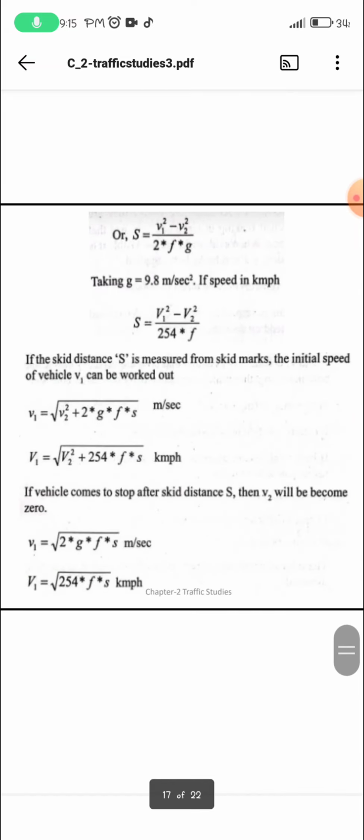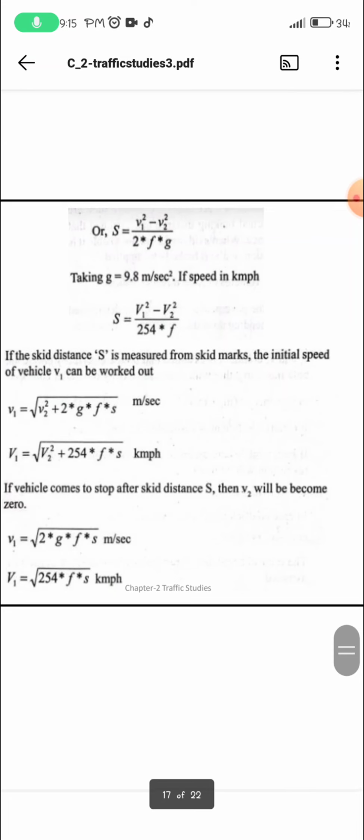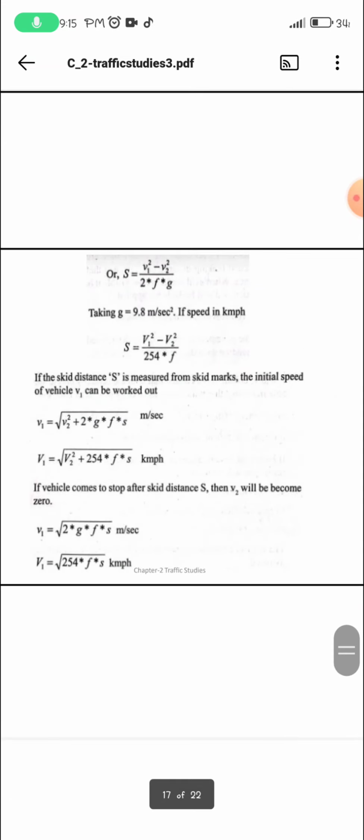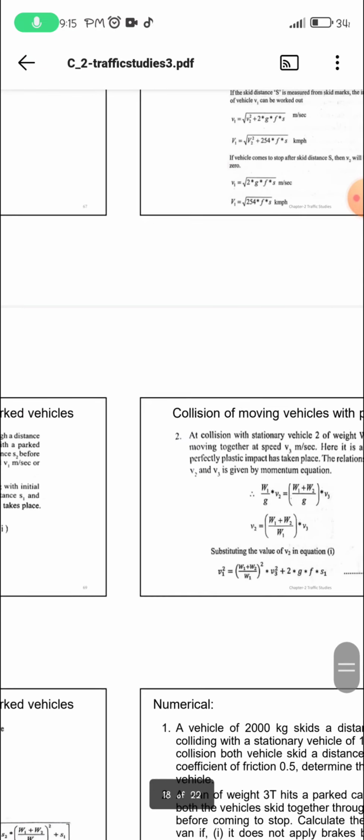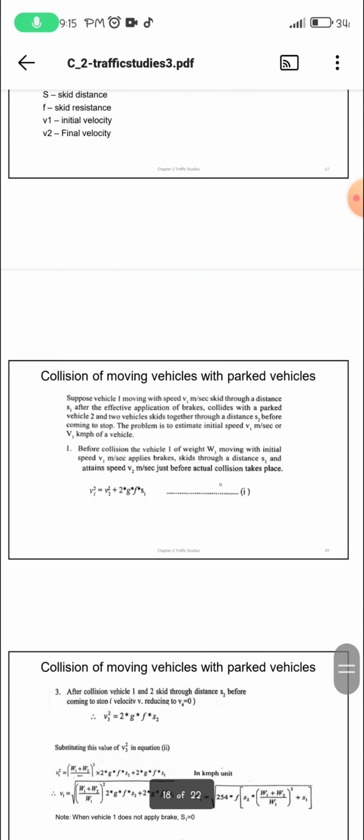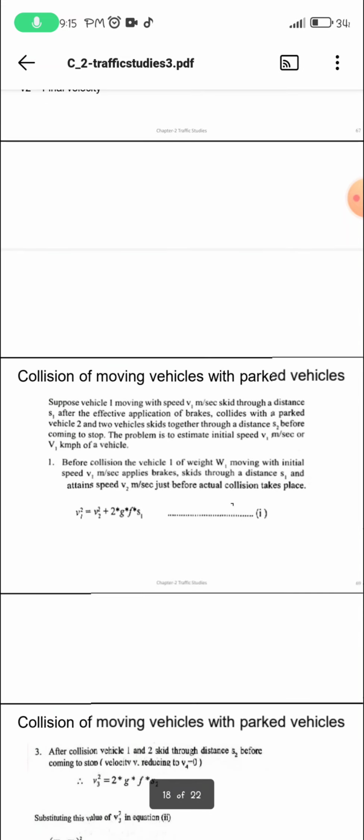If the vehicle comes to stop after skid distance s, then v2 will become 0. v1 equals under root of 2g into f into s in meter per second, and v1 equals under root of 254 into f into s in kilometer per hour.